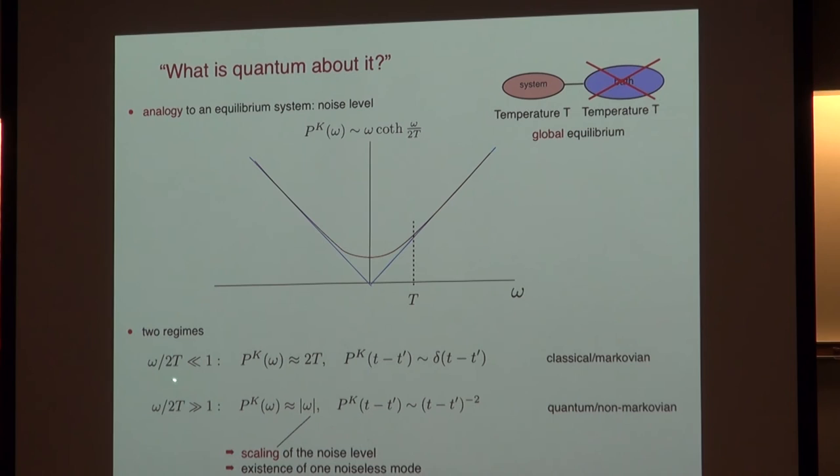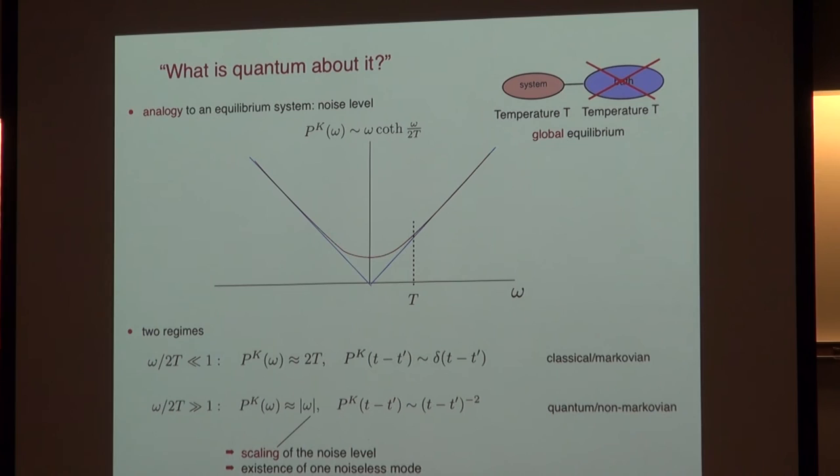There's one regime at frequencies well below this temperature scale, so around the origin here, where we may approximate this as a flat noise level. The flat noise level leads to delta correlations in classical Markovian noise, and that's what finite temperature is. But if we look at frequencies much above the temperature scale, or just send temperature to zero, then we see this mod omega coming out, and you see highly non-Markovian noise correlations, as you were pointing out, that are so characteristic of this zero temperature true quantum problem.